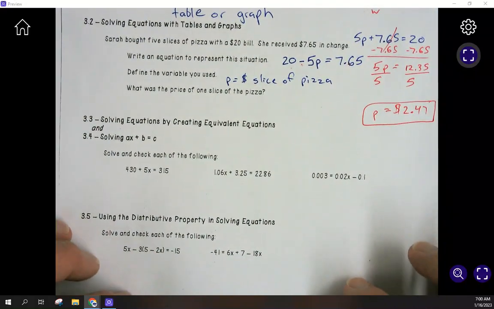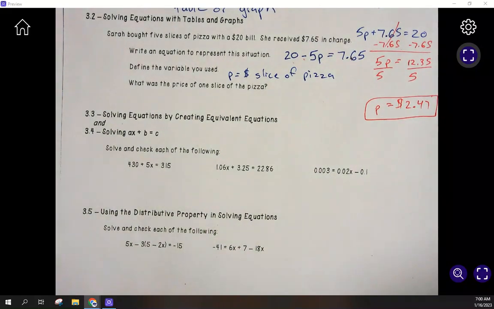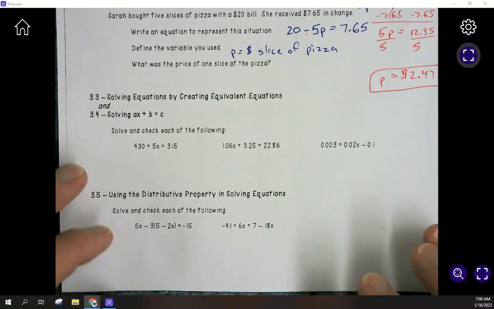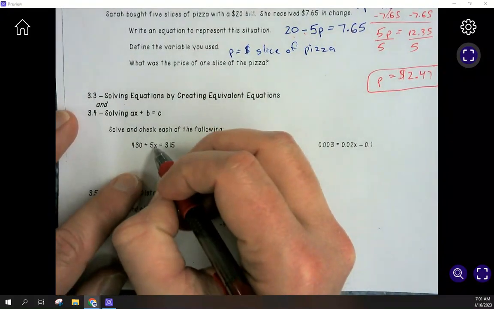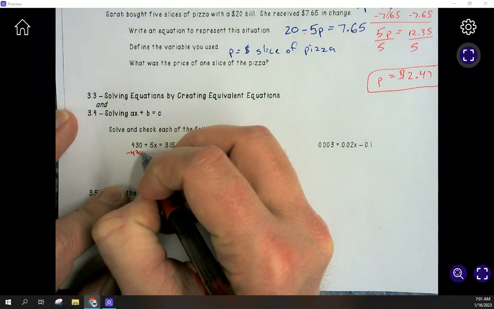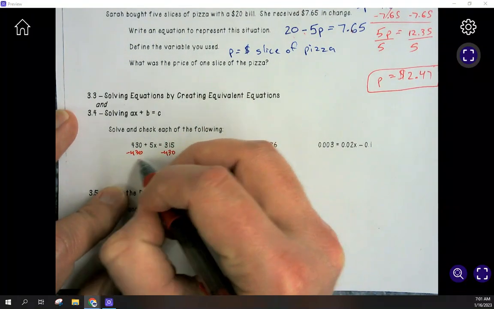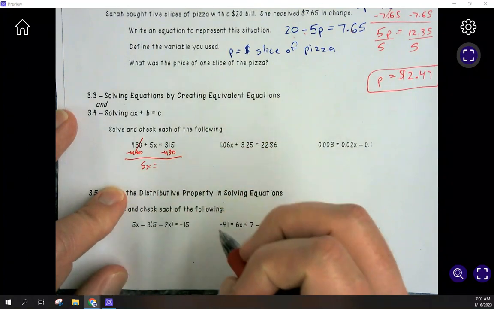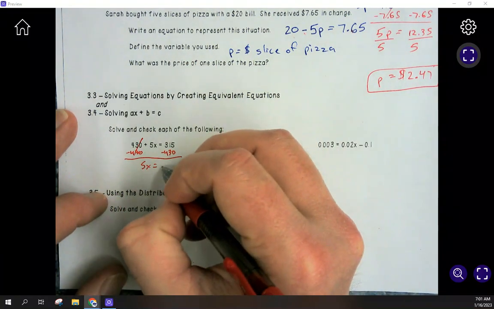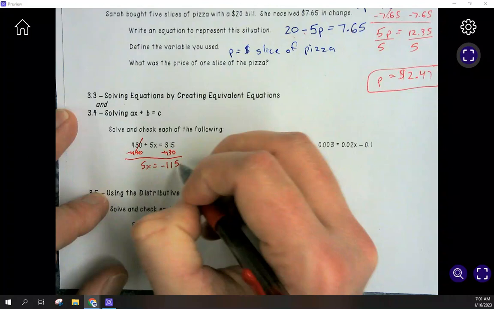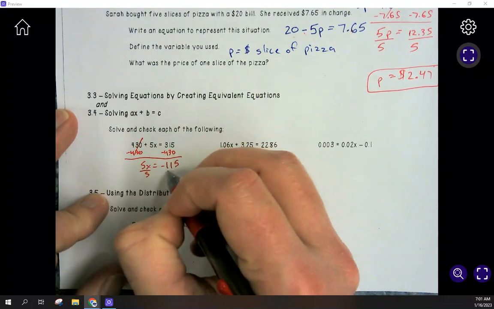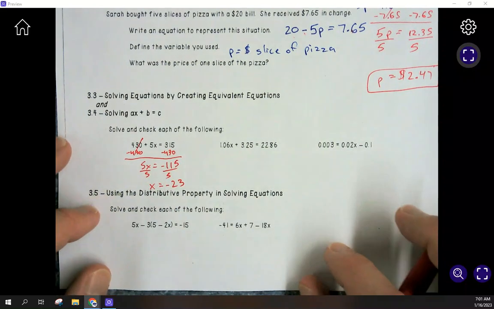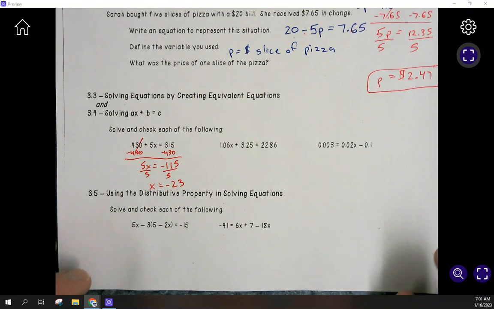Okay, 3.3 and 3.4, we start solving and checking these equations. Start off with some basic ones, and then we just ramped it up as we move through the chapter. So starting right here, we're always going to isolate x. So let's minus 430 from both sides. And now 5x is by itself. And I'm going to use my key here, so hopefully these numbers are right. And then we're going to divide by 5. X equals negative 23.